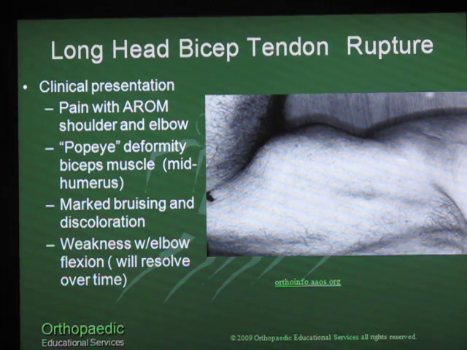There's usually marked bruising and discoloration in the distal humerus region. Sometimes patients will have some bruising that extends into the pectoralis or breast tissue, and initially they'll report weakness with elbow flexion or certain elbow and shoulder motions. Over time that will resolve, but that's usually an initial finding.